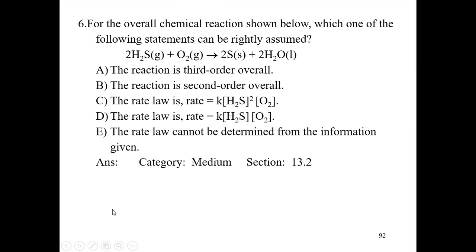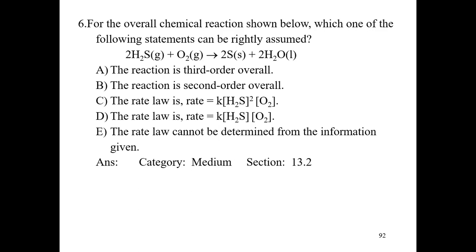Okay, so let's answer this one. For the reaction shown below, which one of the following statements can be rightly assumed? So 2H2S gas plus O2 gas gives you 2S solid plus 2H2O liquid. So these are the choices. Letter A, the reaction is third order overall. Letter B, the reaction is second order overall.